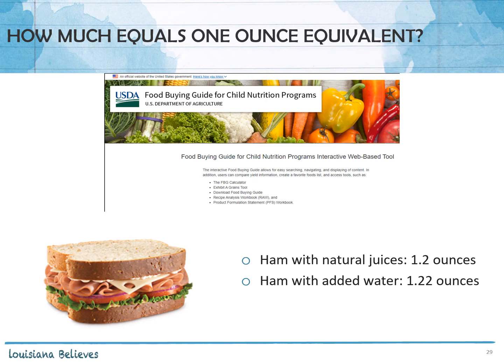If you are crediting ham with natural juices or added water based on the actual weight, the meal does not comply with the requirement. Best practice is to obtain a product formulation statement with specific information from the manufacturer on how to credit the product towards the meal pattern.